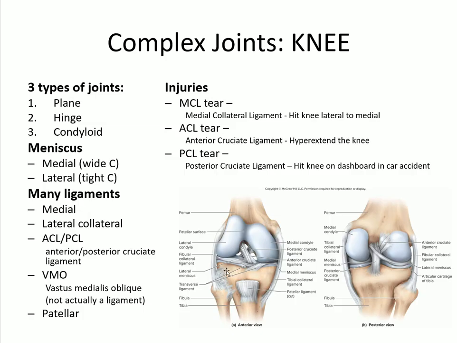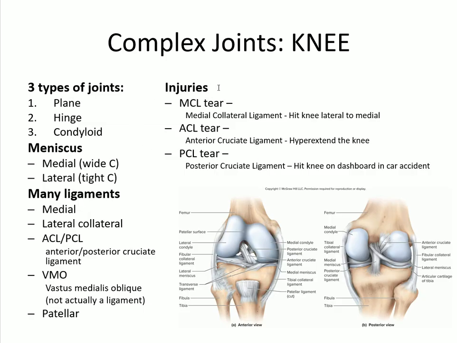Lateral meniscus, which you can't really see. It's a C shape in this image, but know that the lateral is a skinny C and then the medial is going to be the thicker, bigger C. And fibula, tibia, femur up here, patellar surface right there.